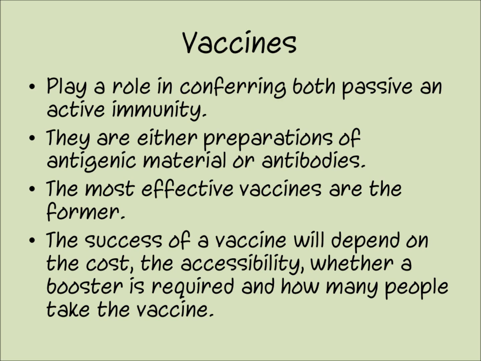The vaccines themselves come in a variety of different forms, and they play a role in conferring both passive and active immunity. They're either preparations of antigenic material or antibodies. The preparations of antigenic material are more effective because they make the body have an immune response to the antigens, which means the body makes memory cells, so you get long-term immunity. The antigenic material can either be a dead pathogen or a weakened pathogen, depending on the disease itself.